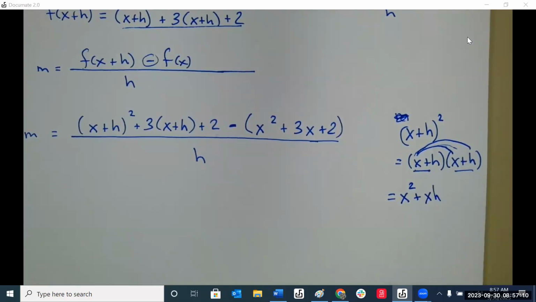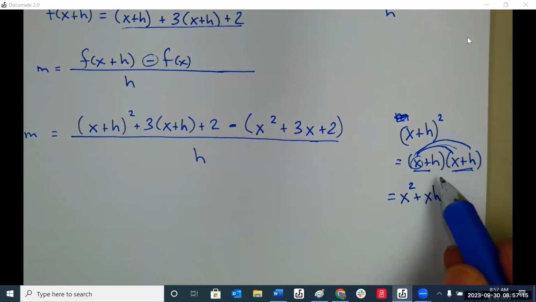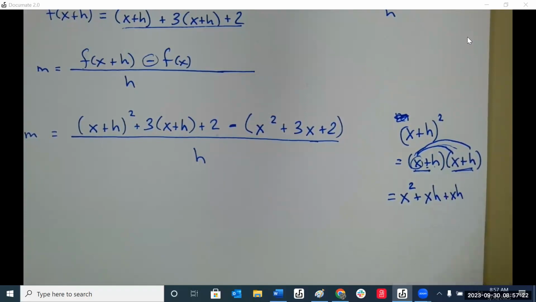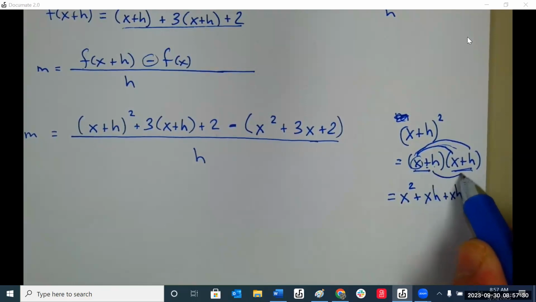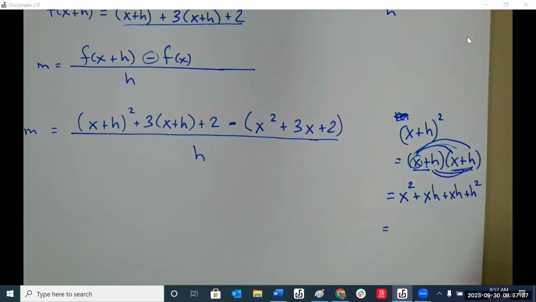Remember, this first one has to multiply both of those. Now, since that one's done, for the second one, you have a positive h times positive x, which is positive xh again. xh and hx is the same thing. It's commutativity. And then positive times positive, h times h is h squared. Combine like terms, you have x squared plus 2xh plus h squared.